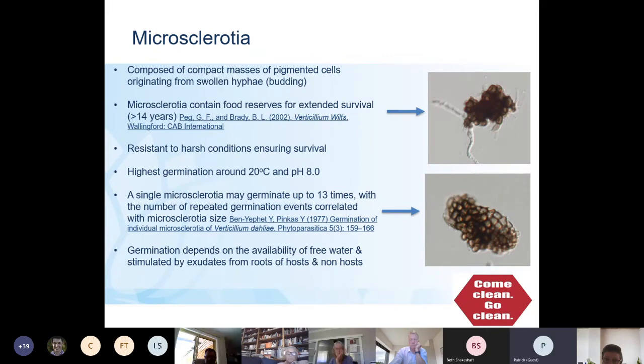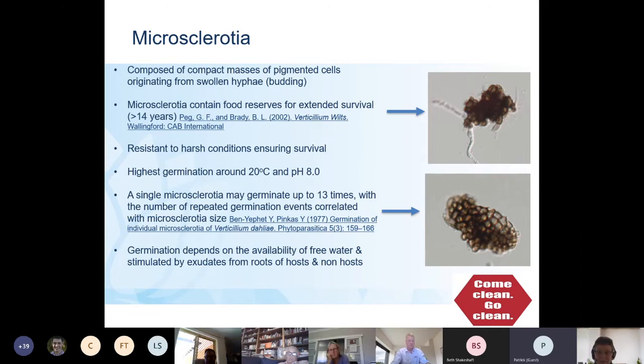I just wanted to go through some of the really important points, I think, about microsclerotia. Now, each of these microsclerotia are composed of compact masses of pigmented cells. If you look at the diagram on the top, you can see quite a large grouping of cells. These are dark in pigmentation. They contain food reserves, and this actually enables the pathogen to survive, as Linda had already pointed out, for more than 14 years. This question comes up quite often, so I've included the reference here for people if they want to read more about how they came about determining that status of 14 years or more.